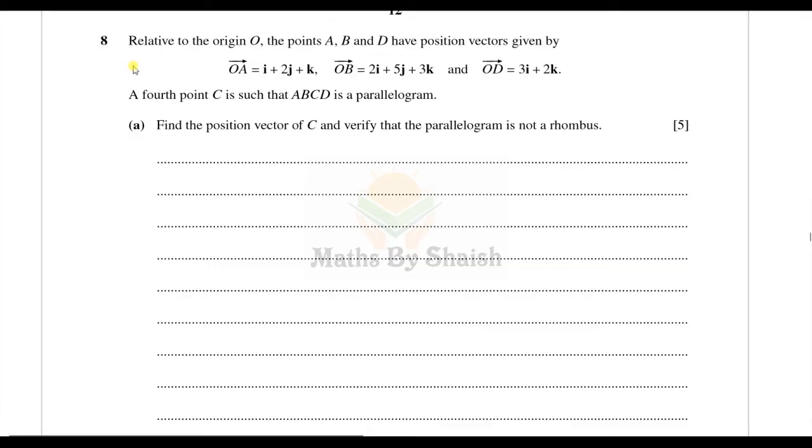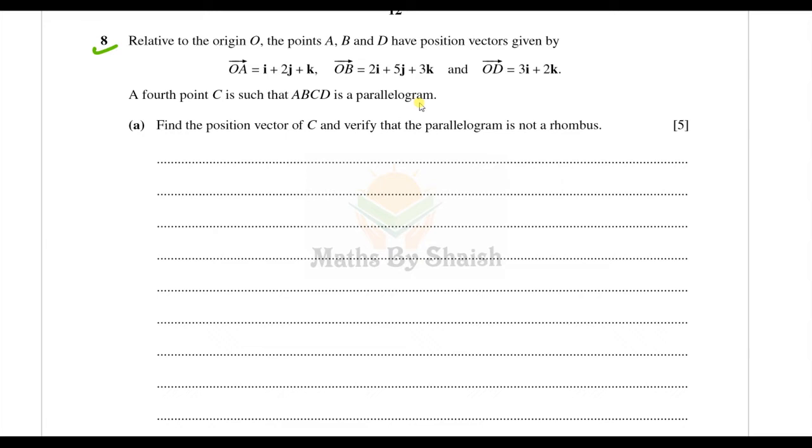Everyone. So in this video we are going to discuss the rest of the questions from the past year paper of this May-June 2027, 97093. So here's question number 8. Question number 8 is relative to the origin. The points A, B and D have position vectors given by OA as this, OB as this and OD as this. A fourth point C is such that ABCD is a parallelogram.